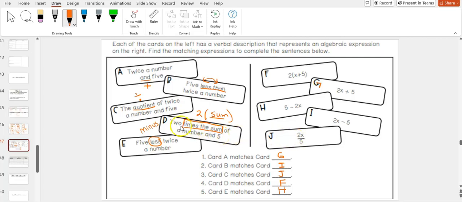D becomes, this is the distributive property one because it says 2 times the sum of a number and 5. So 2 times whatever the sum is, it would be inside the parentheses. And now this one, I have an error or thing to change.